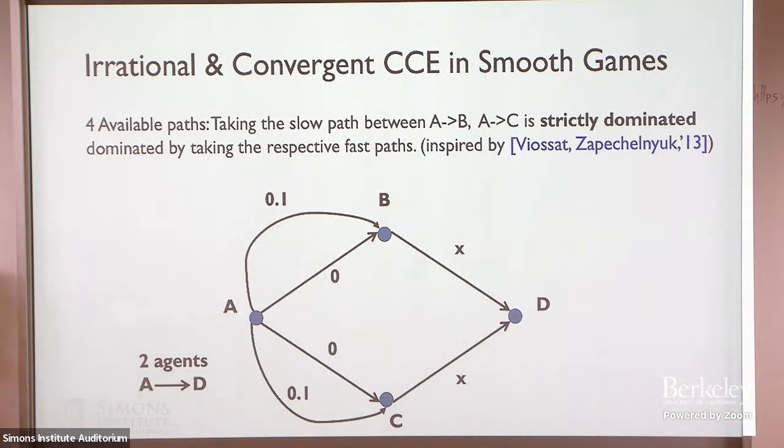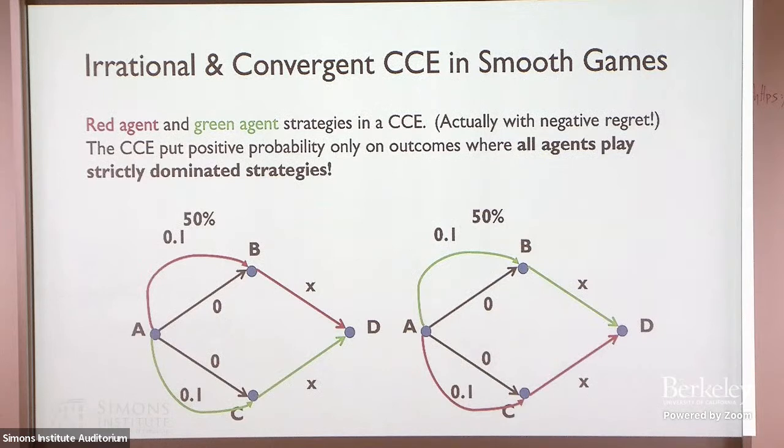Now I claim, let's take this distribution. With 50% probability, the first agent uses this path here, and the other uses the other. So both players use the strictly dominant paths, but they alternate. With 50% probability, you have this pair. With 50% probability, you have the other pair. I'm going to claim that this is actually a coarse correlated equilibrium.